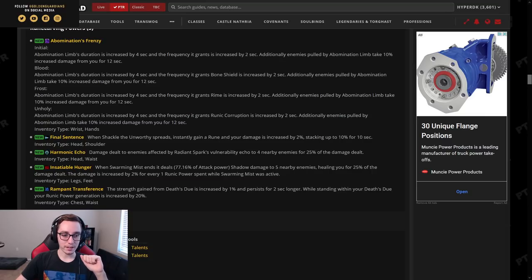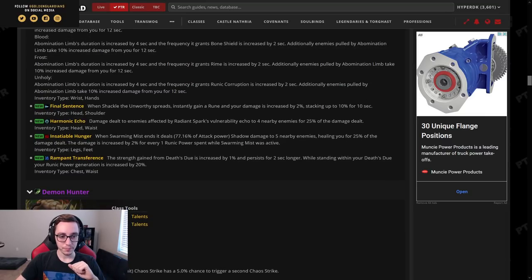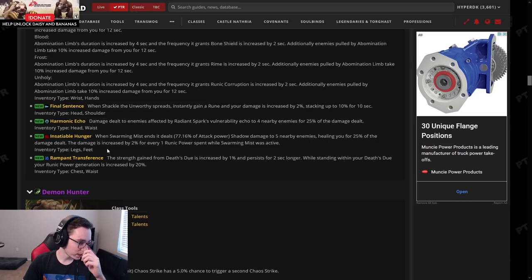Then we have Insatiable Hunger. When Swarming Mist ends, it deals a percentage of your attack power as shadow damage to 5 nearby enemies, healing you for 25% of the damage dealt. The damage is increased by 2% for every 1 runic power spent while Swarming Mist was active. So as soon as this got released, I started getting messages, this is a Frost DK Breath of Syndragosa legendary.